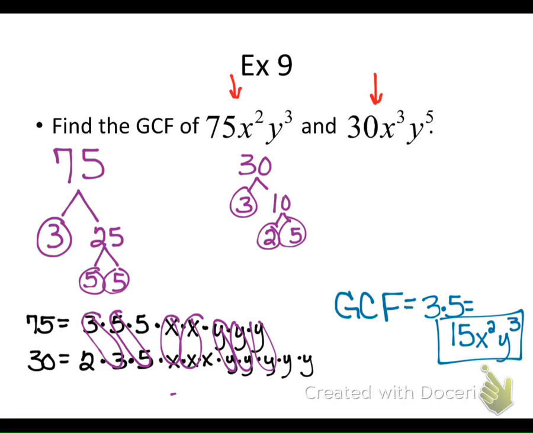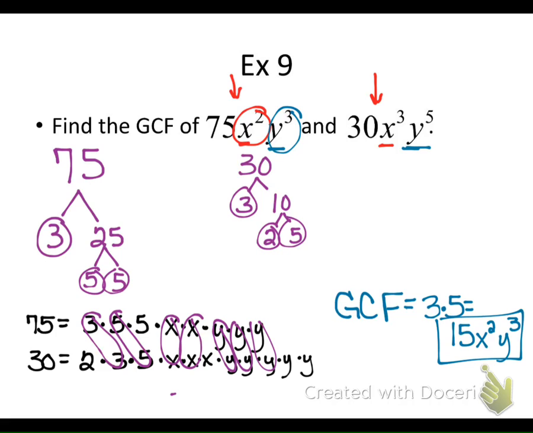I look back up at my terms, and I look at my first term, and I see that it has an x. Does my second term, 30, have an x? Yes. Okay. Which of those had the smallest exponent? The 75. X squared, right? Right there. You see that? So that's what they have in common. Do they both have a y? Yeah. Okay? Which is the smallest exponent? 3. See that? There's my answer there.